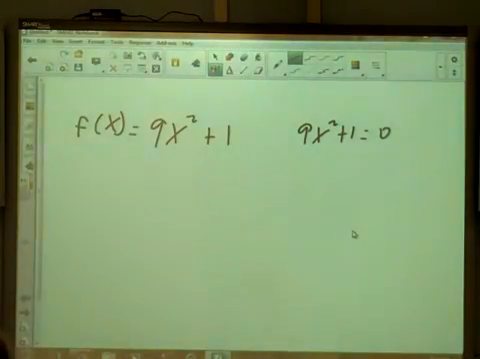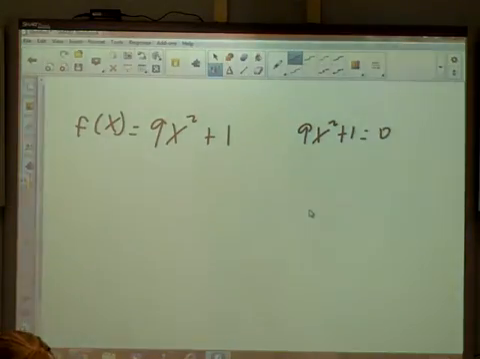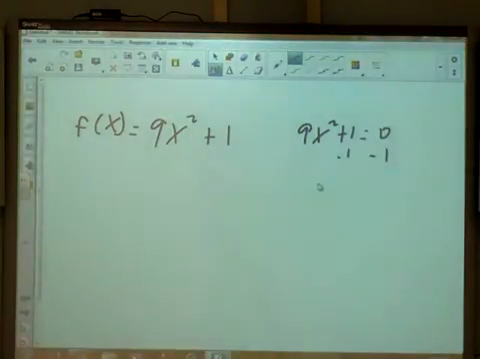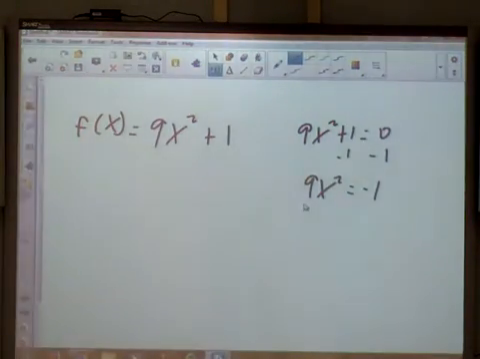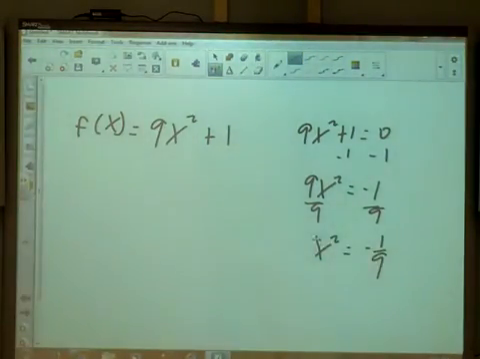Alright, first thing I needed to do was make my equation equal to 0. So I'm trying to solve for 0, so I set it up equal to 0. Then what did I do after that? Subtract 1. Good. So I got 9x squared is negative 1. Now my x squared is being multiplied by 9, so I'm going to divide by 9. So x squared will be negative 1 over 9.